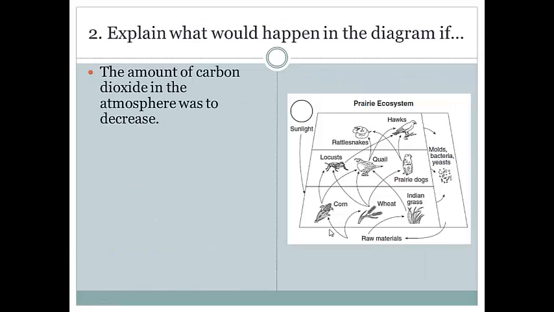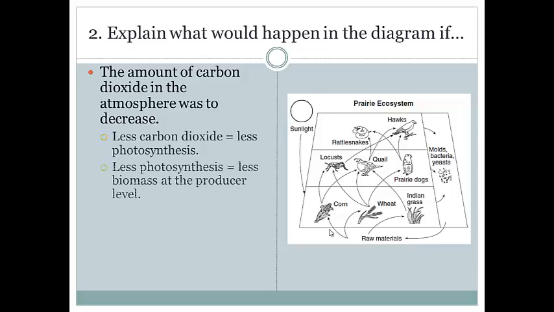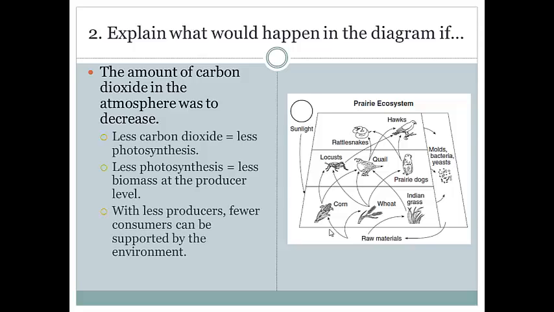Next question is about a food web. The question says, what would happen in the ecosystem if the amount of carbon dioxide in the atmosphere was to decrease? Of course, carbon dioxide is what we need for photosynthesis. So if there is less carbon dioxide available, that means less photosynthesis. Less photosynthesis means that there's going to be less biomass at the producer level. So there will be less plants. The plants are not going to be as productive. So there's not going to be as much food for the successive higher levels in the ecosystem. With less producers, fewer consumers will be supported by the environment.